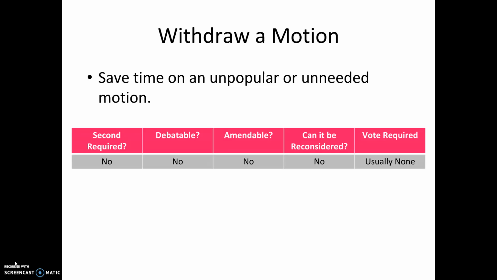So, withdraw a motion. To withdraw a motion basically just saves time on an unpopular and unneeded motion. Basically, it's just taking it away. It does not require a second. I'm sorry, it is not debatable. It is not amendable. It cannot be reconsidered. Typically there is no vote on this one. Sometimes there is, but we're just going to go with usually none.